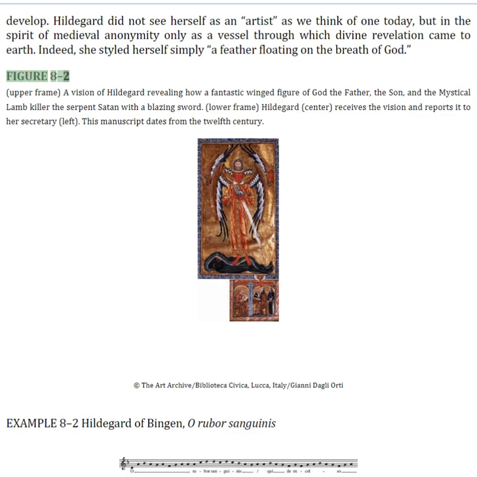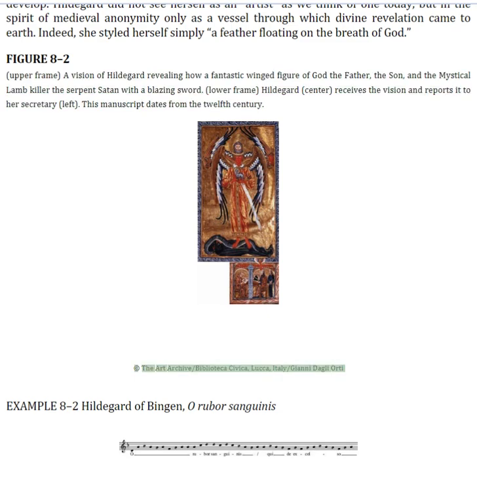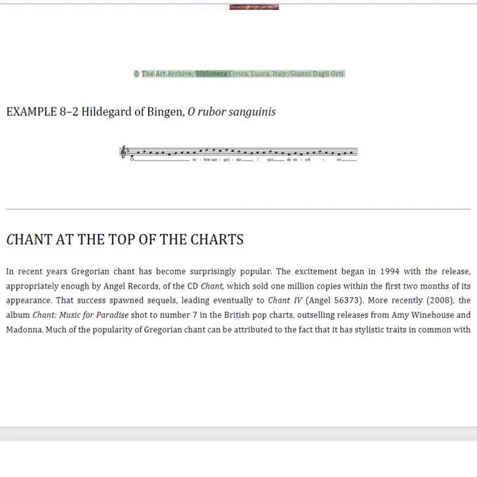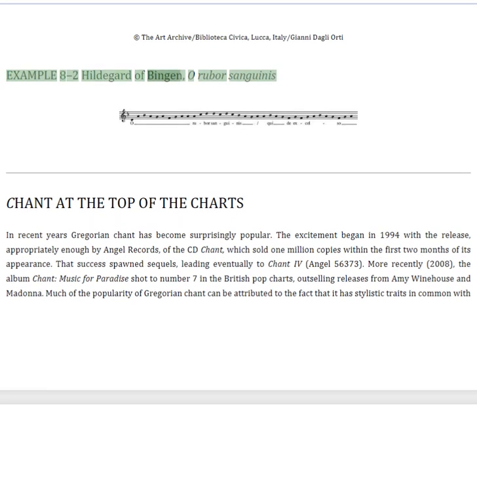Figure 8:2. A vision of Hildegard revealing how a fantastic winged figure of God the Father, the Son, and the mystical Lamb kill the serpent Satan with a blazing sword. Hildegard receives the vision and reports it to her secretary. This manuscript dates from the 12th century. Copyright the Art Archive, Biblioteca Civica, Lucca, Italy. Gianni Dagli Orti. Example 8:2, Hildegard of Bingen, O Rubor Sanguinis.